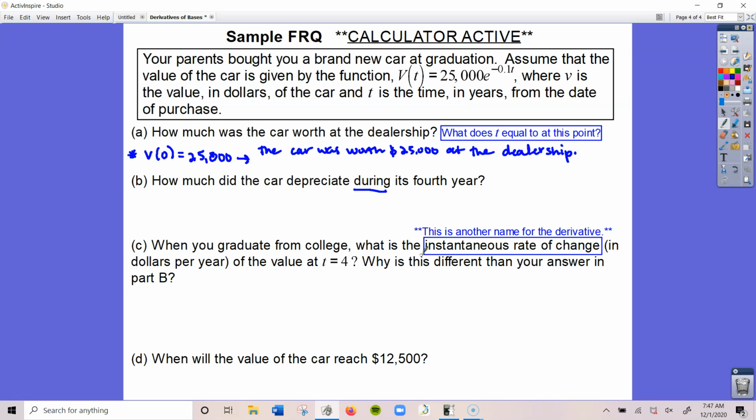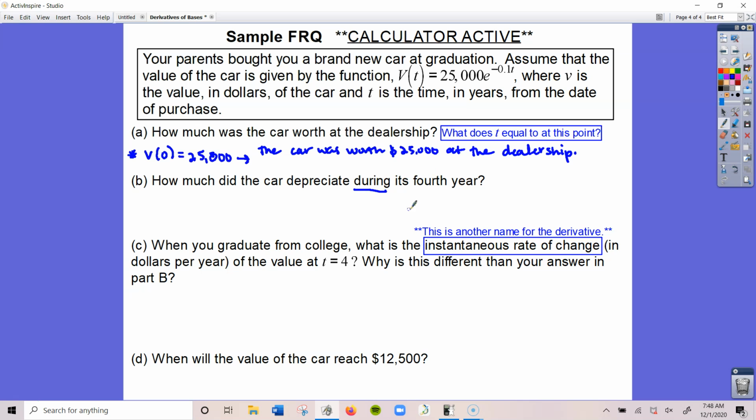If it's during the 4th year, that means it's from the start of the 4th year to the end of the 4th year. Now, when you're thinking about how time passes, when t is equal to 1, that is the end of that first year. When t is equal to 2, that's the end of the 2nd year, and so on. So if I'm looking for how it depreciated during the entire 4th year, that means I'm looking for the change in value. And whenever you're looking for change in value, that is slope.